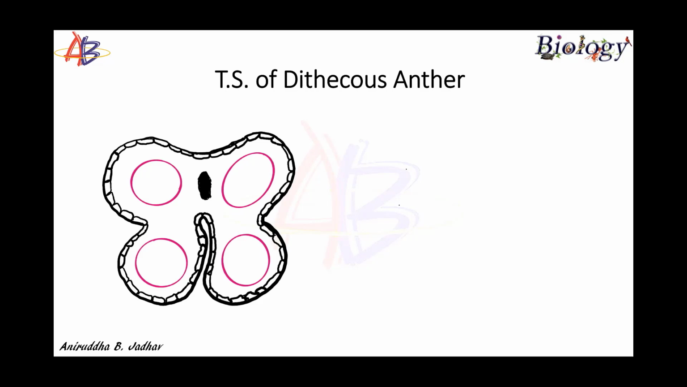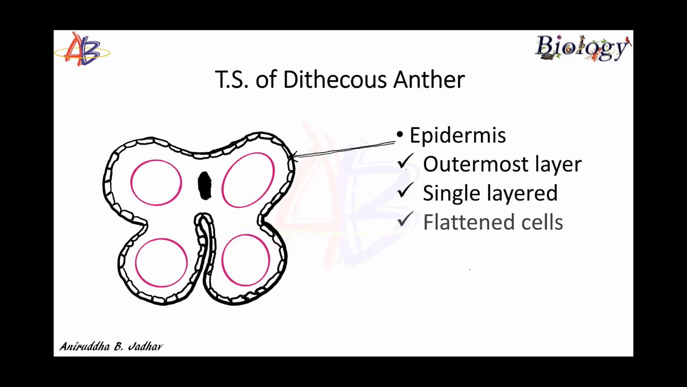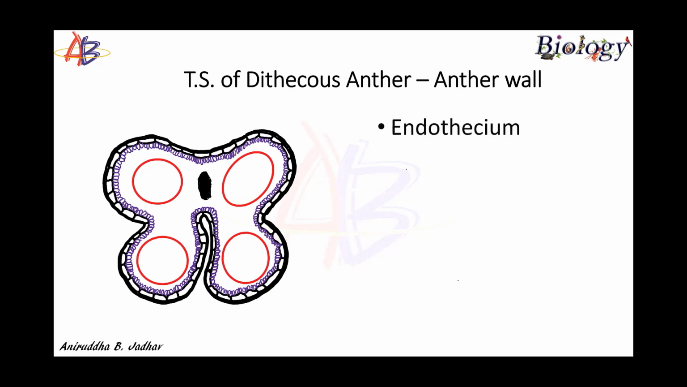So the first, or outermost, layer is the epidermis. It is the outermost layer of the anther wall. It is single-layered and consists of flattened cells. It is protective in function, and that is the only function assigned to this layer. Then the next layer of the anther wall is the endothecium. Beneath the epidermis is present the second layer of cells called the endothecium.